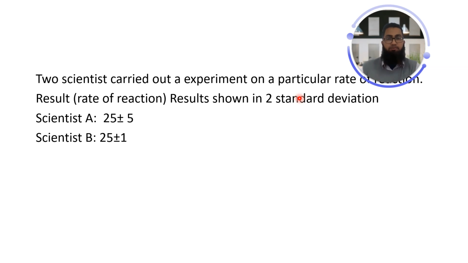95% of the data. Okay, so if you have a look, scientist A, 25 plus or minus 5, that means 20 to 30. 25 minus 5 is 20, 25 plus 5 is 30. So 95% of his raw data, although I cannot see it, the rate of reaction is from 20 to 30. It's got a range, 20 to 30. Scientist B, his 95% of data is from 24 to 26, much closer.